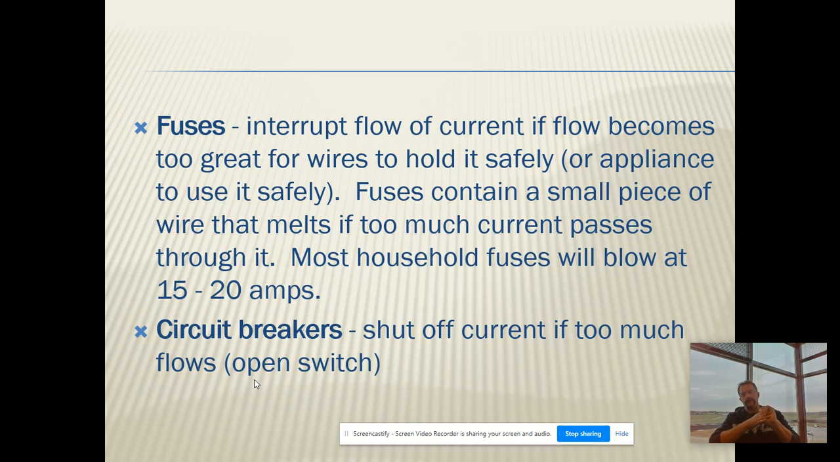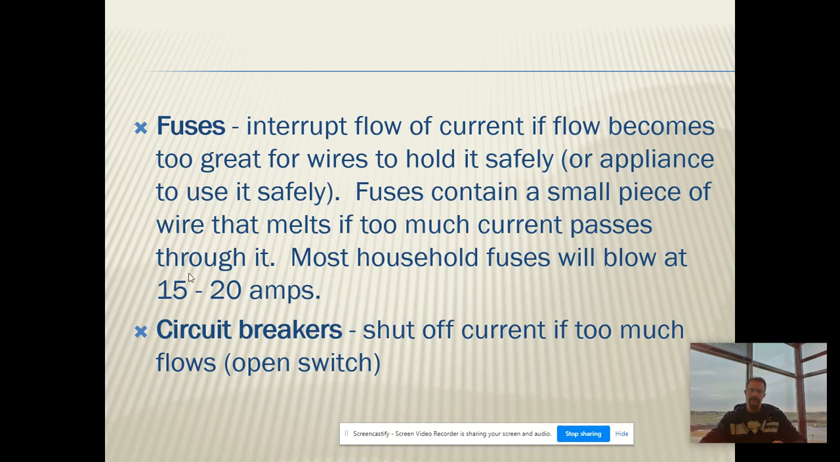A fuse is a one-time use thing that basically has a piece of metal inside it that, if too many electrons pass through it, generates too much heat and it melts. It melts and cuts the flow of electricity. A circuit breaker does the same thing, but it just flips when too much electricity goes through it. It pops and opens and is basically a switch that broke, and so you have to go down and pop it back the other direction. If that happens over and over again, you can break the circuit breaker, but circuit breakers in general can be used more than one time.